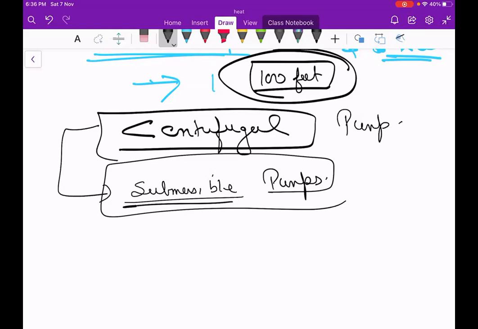Before that, we were using a centrifugal pump, and there is a special type of centrifugal pump which is known as the jet pump.